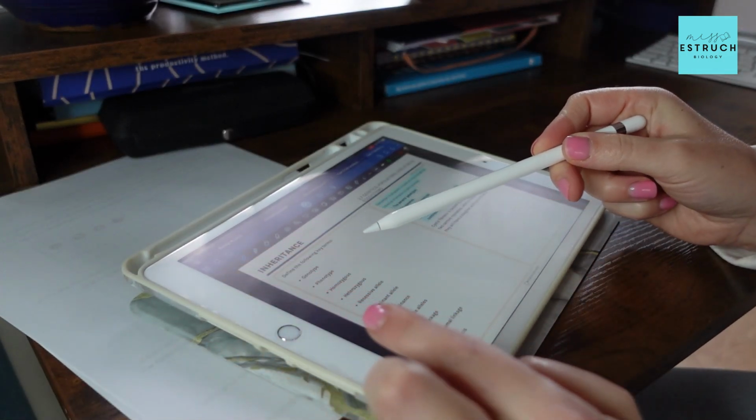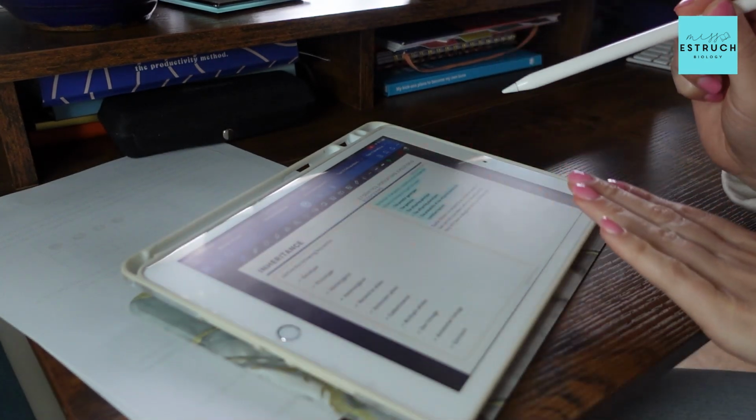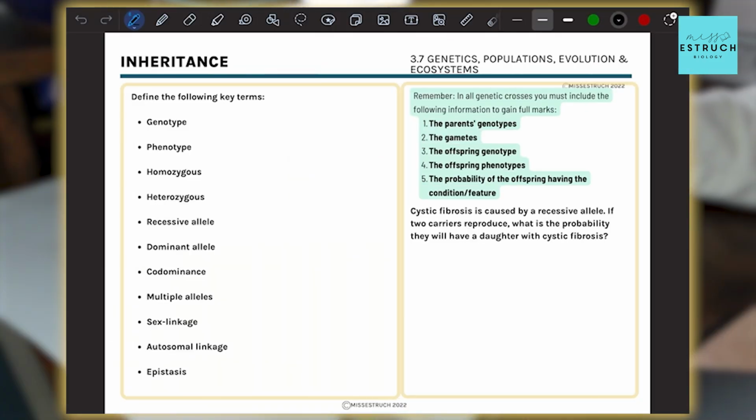I'm not going to go through the key terms because we've just done these in the flashcard. So let's move on to something else to test the different part of the topic. We're going to do some genetic crosses. So we're told that in all genetic crosses, you must include this information.